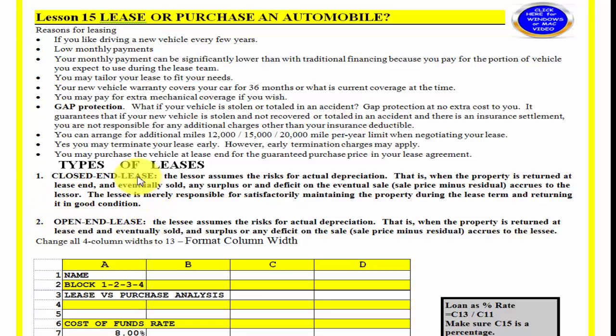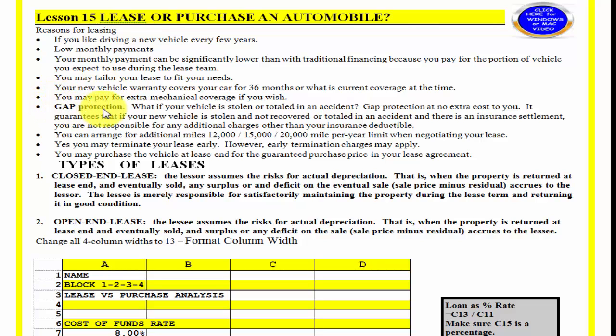Well, here's the problem. If you have a closed-end lease, your car is going to depreciate, so when you return it, you are not going to be responsible for the depreciation of when you return your car. Now, you have a given residual. That's the value of the car, theoretically, at the end of the lease. Okay? Open-end, we don't want that one because you're going to have to pay for the residual if it's less than what the car's actually worth.